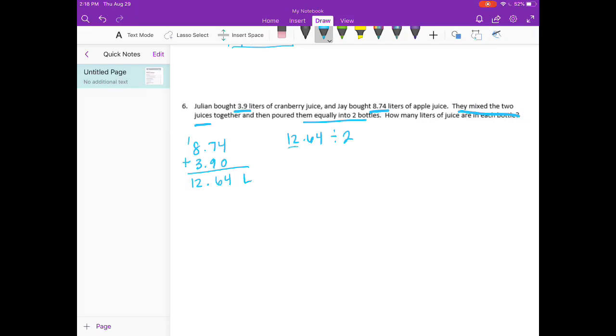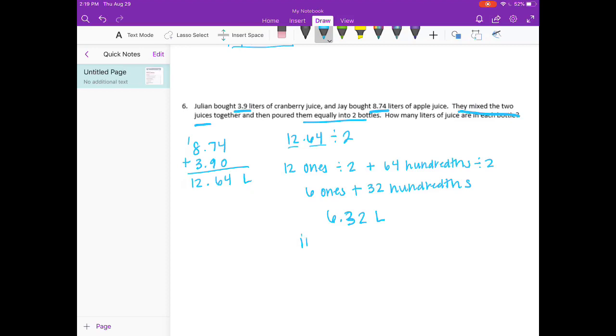So I'm going to split it into 12 and 64 because you can divide both of those by 2 easily. So if I have 12 ones divided by 2 plus 64 hundredths divided by 2, 12 ones divided by 2 is 6 ones, plus 64 hundredths divided by 2 is 32 hundredths. And then 6 ones plus 32 hundredths is 6 and 32 hundredths liters. That's how much would be in each bottle.